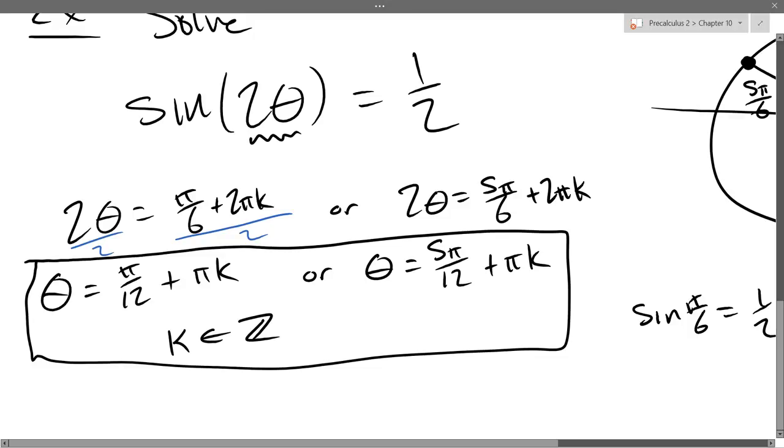Or you could think of the graph. What happens to the graph? It looks like it's stretched by 2 horizontally, but it's actually compressed by 1/2. So your period was 2 pi, and it gets compressed, half as wide, I should say. So that's why the period of this sine function is actually pi. If you graph it out, you would get that the period's pi.